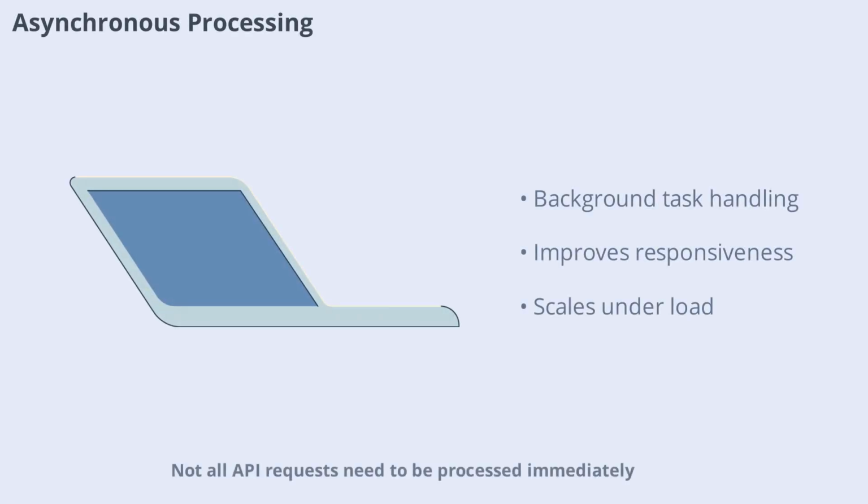Not all API requests need to be processed immediately. Asynchronous processing allows you to handle long-running tasks in the background, freeing up resources for other requests. Techniques like message queues and background workers are commonly used. This approach improves responsiveness and helps your API scale under heavy loads.